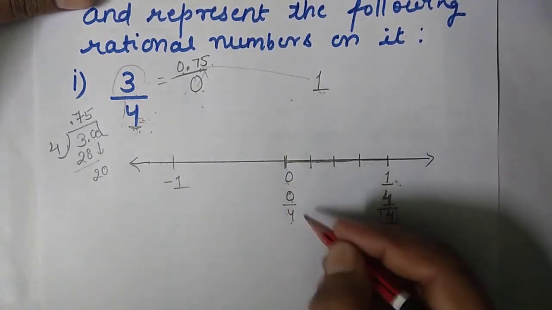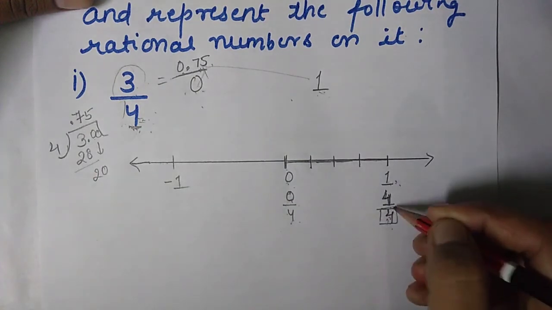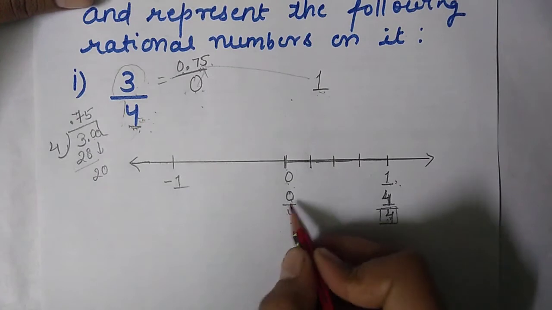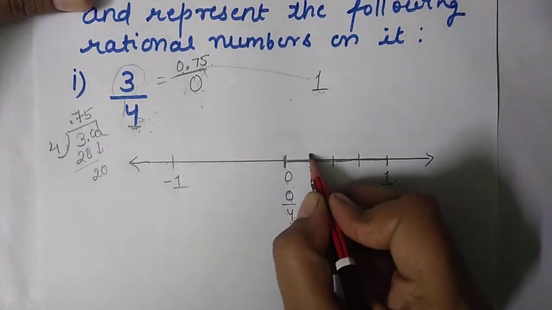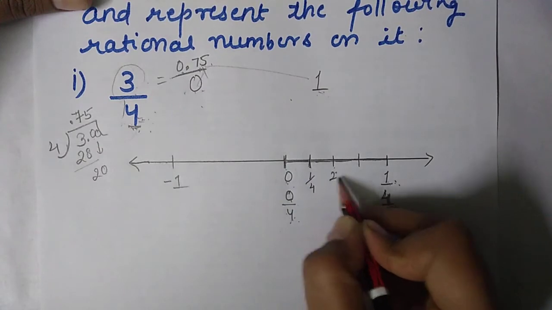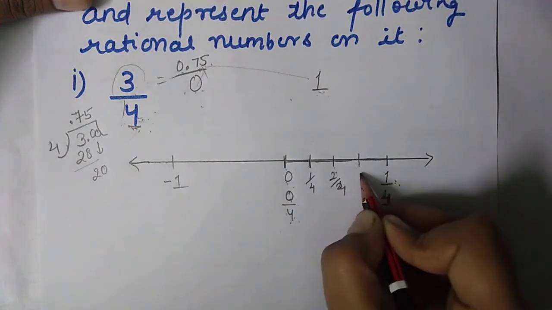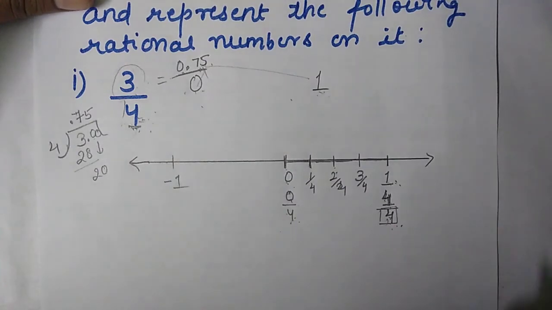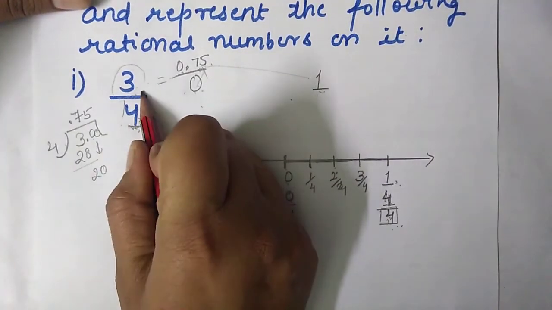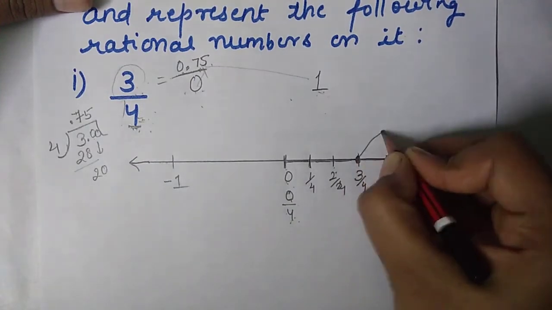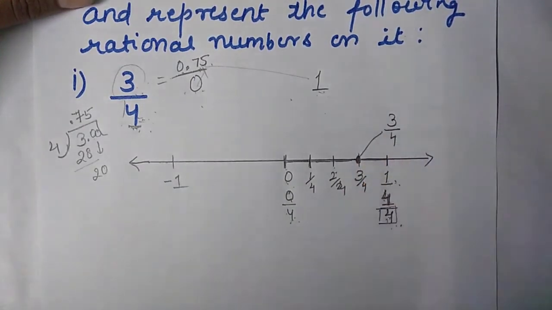0 is equal to 0 by 4, and 1 is equal to 4 by 4. Okay, now next step, if it is 0 by 4, then this will be 1 by 4, this will be 2 by 4, this will be 3 by 4, and again it will be 4 by 4. Okay, so here you have to represent 3 by 4. So this is your 3 by 4. Write it as 3 by 4.